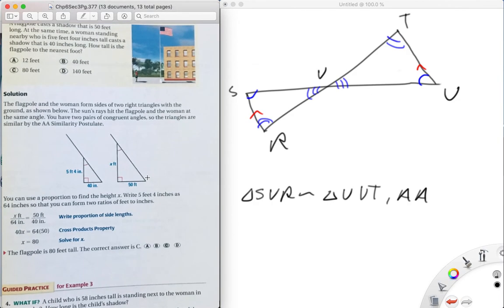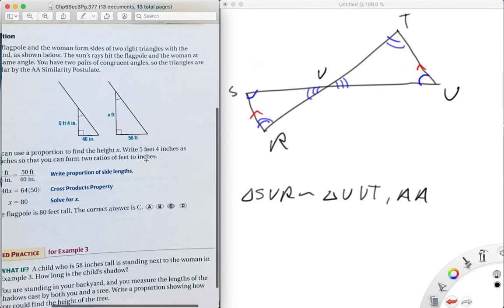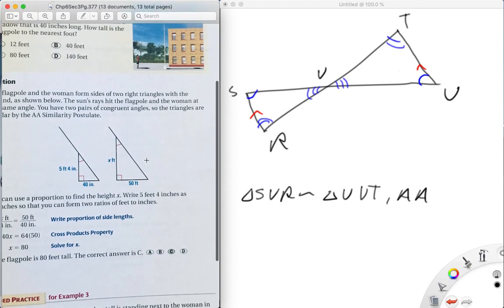Okay. Here we have a person and a flagpole.